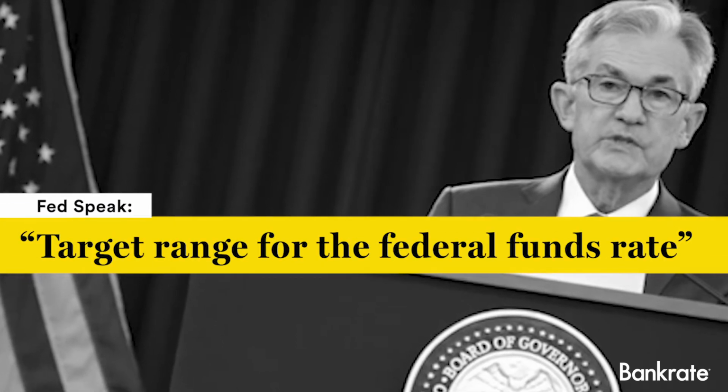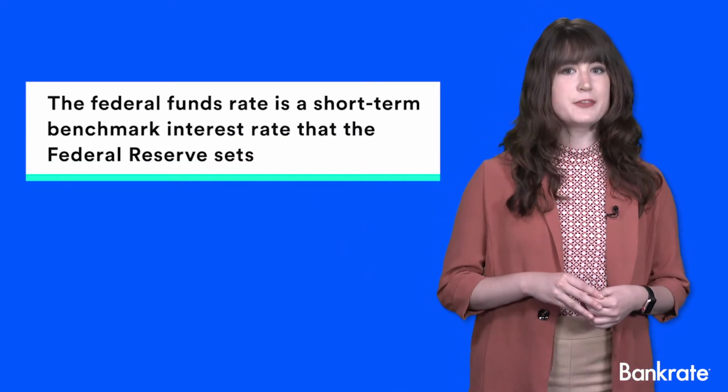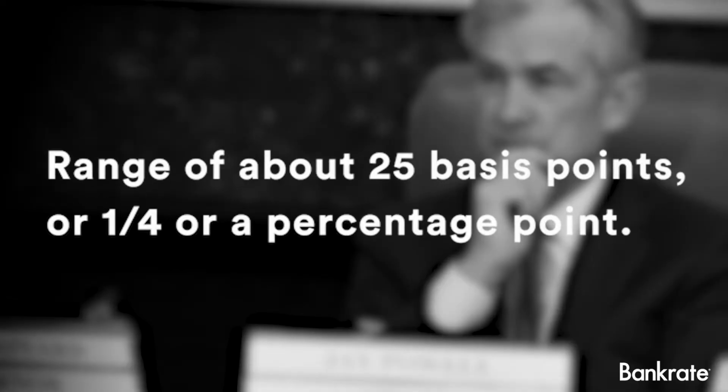Target range for the federal funds rate. When officials say target range for the federal funds rate, they're referring to the benchmark interest rate that the Fed sets. When the Fed raises or cuts rates, they're influencing a short-term interest rate known as the federal funds rate. But the federal funds rate isn't just a single rate. It's a range of about 25 basis points, or a quarter of a percentage point.